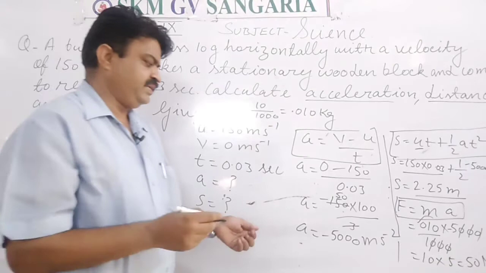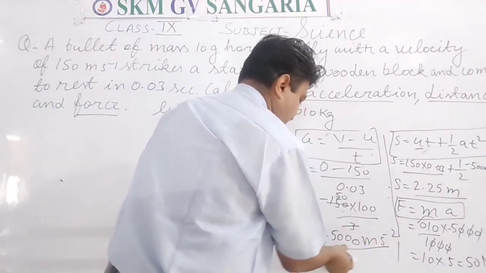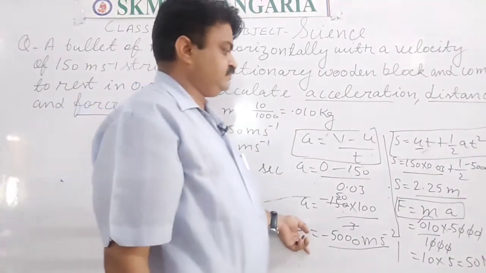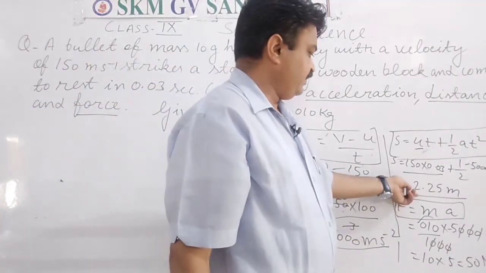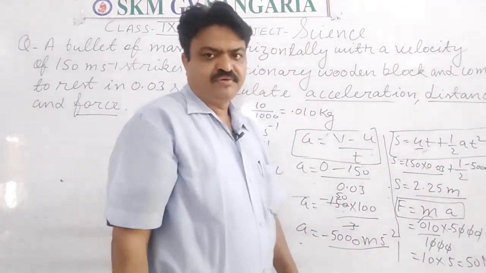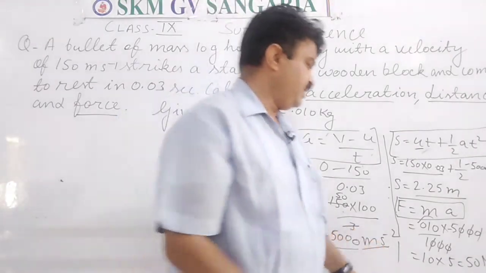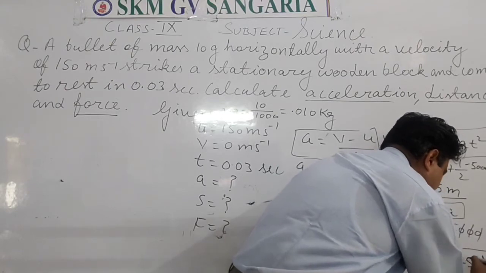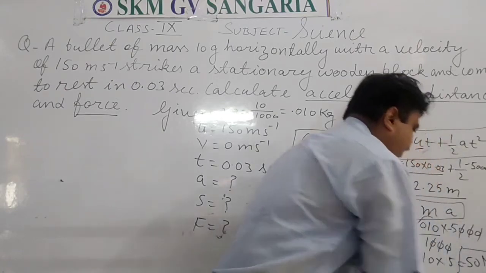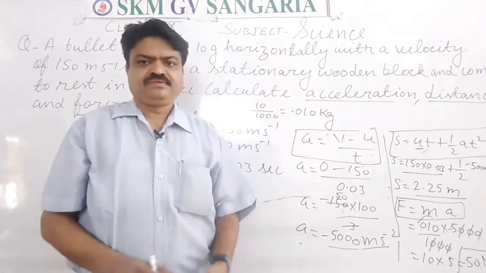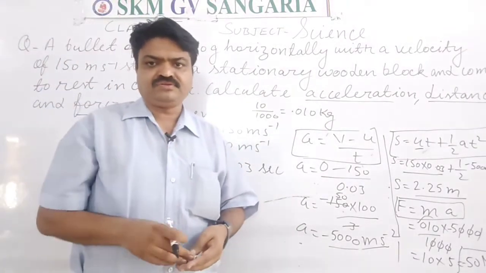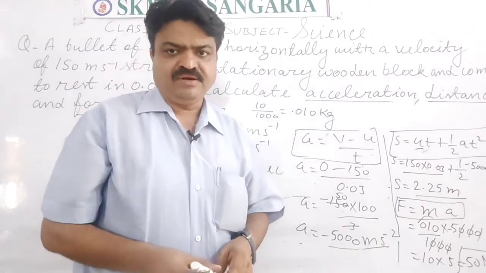And the answers that we have got: acceleration is here 5000 meter per second square, it is in negative, and distance is here 2.25 meter, and force is here minus 50 Newton, it is in negative. So it is about the numerical, student. Now we will try to solve the next numerical.